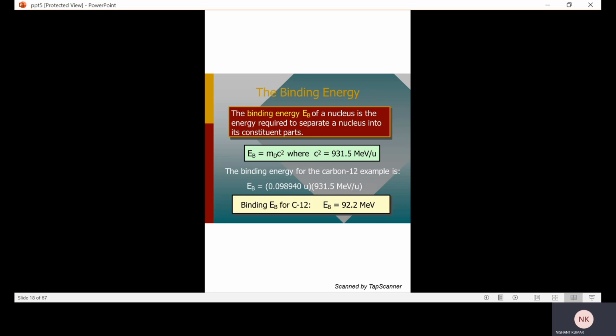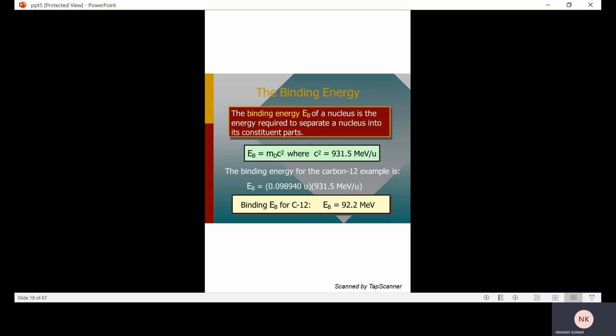The binding energy. The binding energy of a nucleus is the energy required to separate a nucleus into its constituent parts. Actually, in an atom, nucleons are bound together with a force called nuclear force. To separate those nucleons, we require energy. This energy is called binding energy. Binding energy represents the stability of nucleons. The more the binding energy, the more stable the atom is.